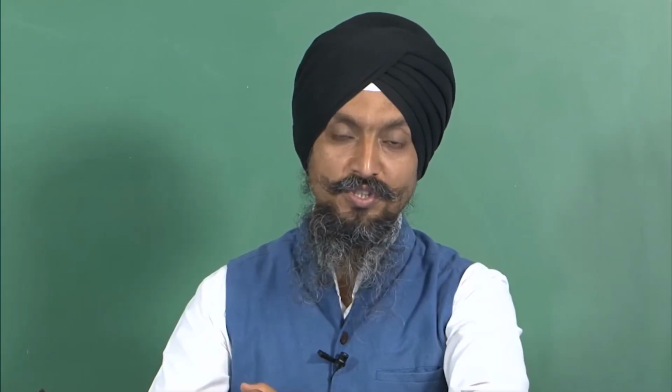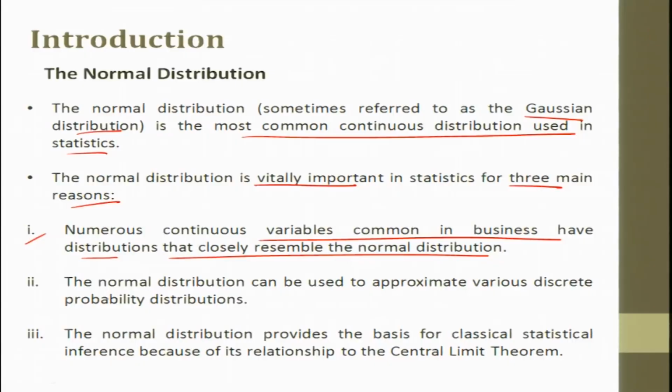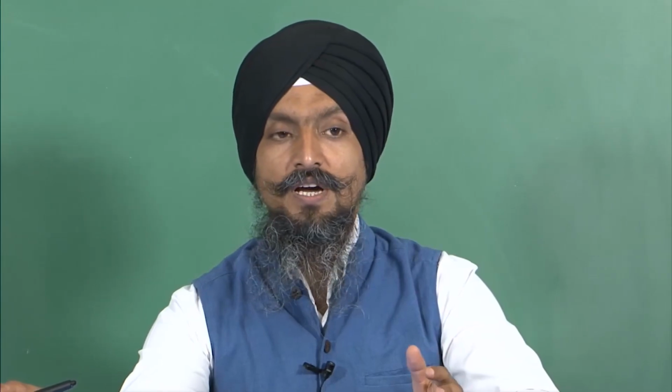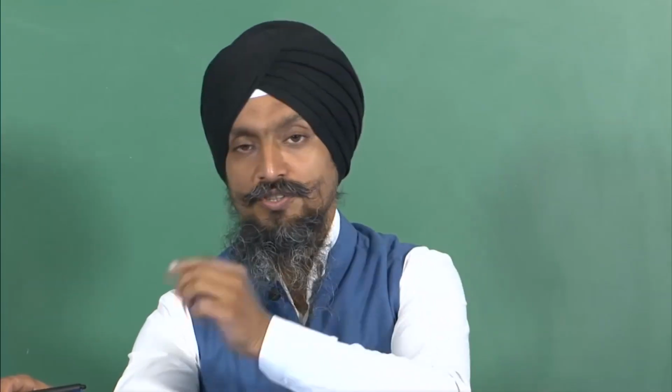However, there are many distributions like the Weibull distribution. Weibull distribution is not a single distribution, it is a family of distributions. Similarly, the normal distribution is also a family of distributions. The second reason is that the normal distribution can be used to approximate various discrete probability distributions. Now, there are various distributions like Poisson distribution, binomial distribution, Weibull distribution, Rayleigh distribution, and uniform distribution. We can have a normal approximation of many distributions.